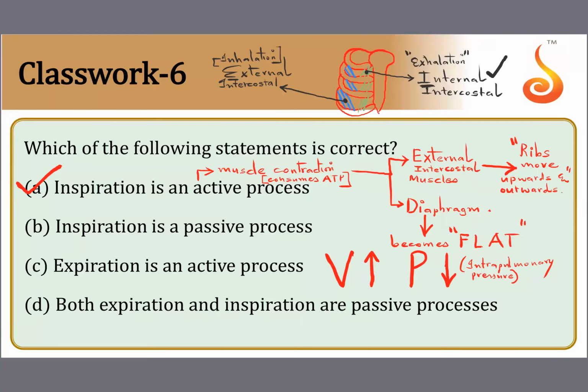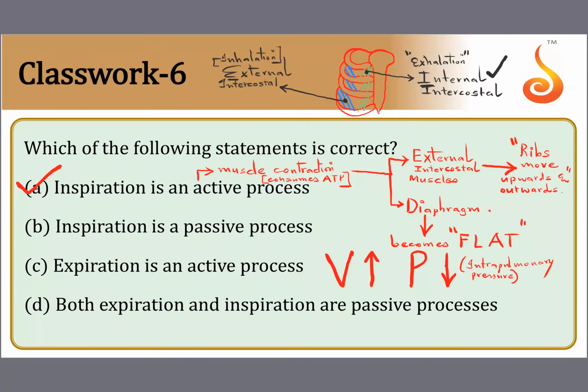How much does the pressure in your lung fall? It falls below the atmospheric pressure. So atmospheric pressure is high and the pressure inside your lung is low. And as a result, what's going to happen? Air always flows from high pressure to low pressure. So air gushes into the lungs.